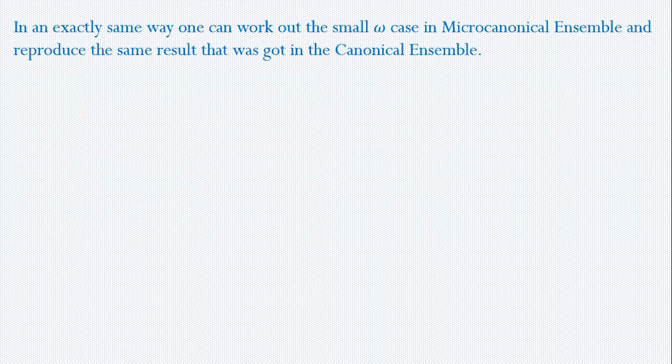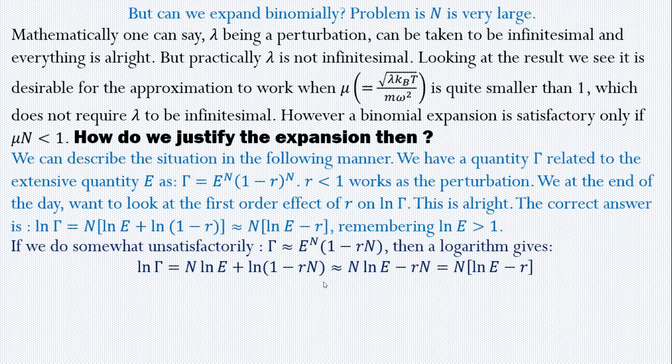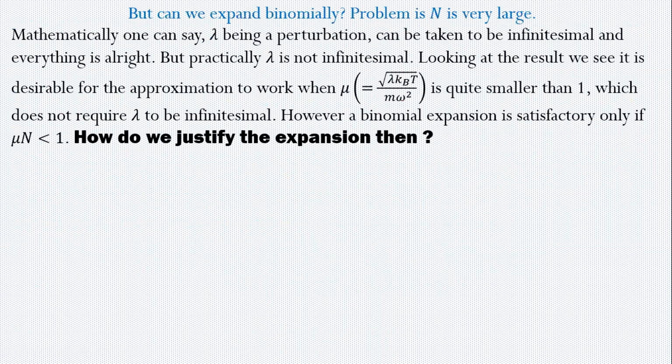Okay, I know. It's just about justifying whether this binomial expansion is correct to do, because n is quite large. Mathematically, I can say that lambda is a perturbation after all, and it can be infinitesimal, so everything is all right. But practically, lambda is not infinitesimal. But as you have seen, the result suggests that it should work in a good manner if the mu parameter is quite smaller than 1, which doesn't necessarily imply lambda is infinitesimal.